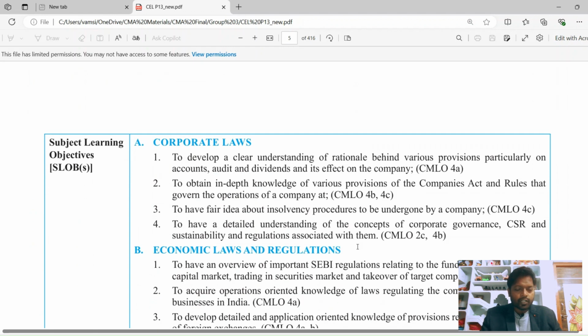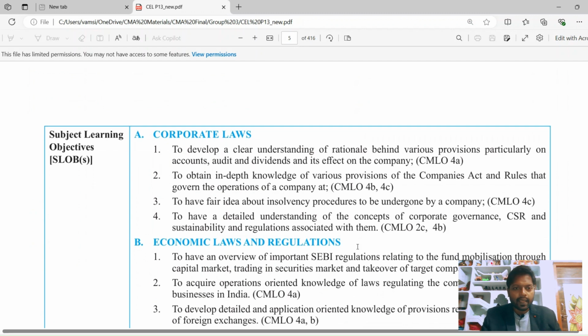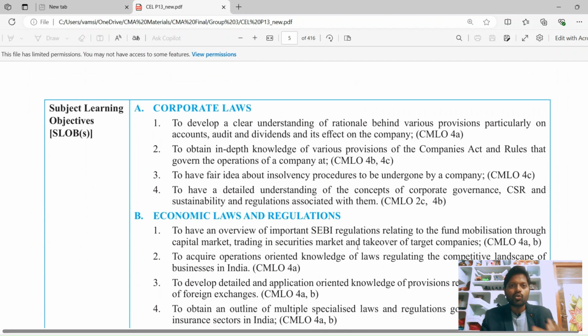Subject learning objectives, SLOBs. What are the main objectives of this subject? One, students who are preparing for corporate and economic class, what is the main objective? What are they supposed to learn from this subject? They are corporate class. From corporate class, a student is expected to learn this.